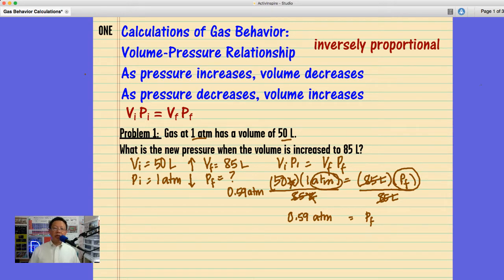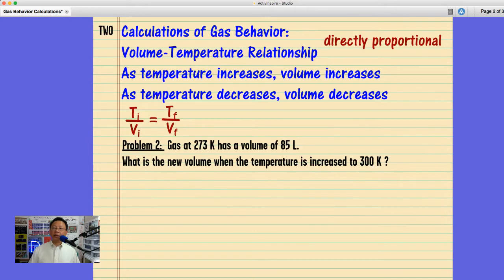Let's continue to the next kind of relationship. The next relationship of gas behavior is the relationship between volume and temperature. We remember from what we learned in class that volume and temperature are directly proportional when it comes to gases. In other words, as the temperature of a gas increases, the volume it occupies also increases. As the temperature goes down, the volume it occupies also goes down.